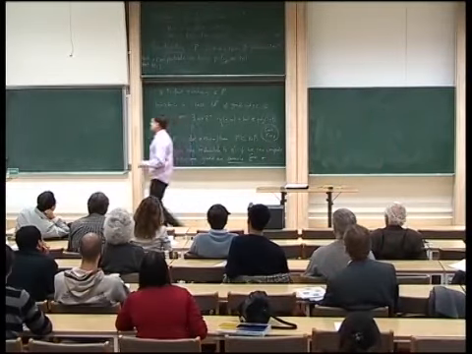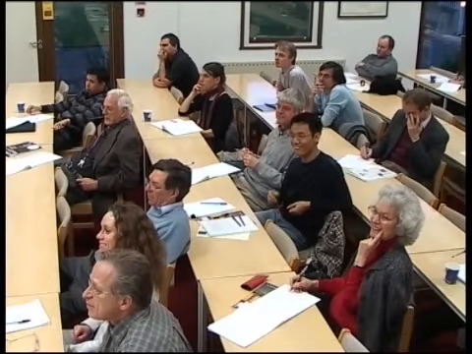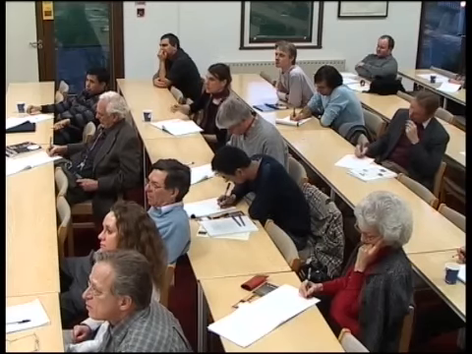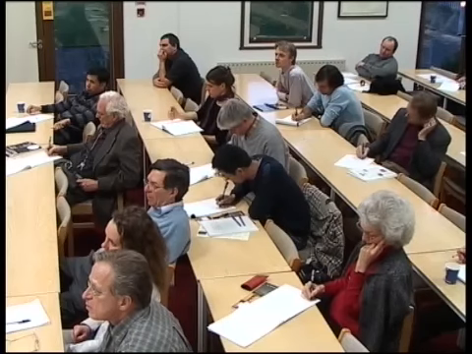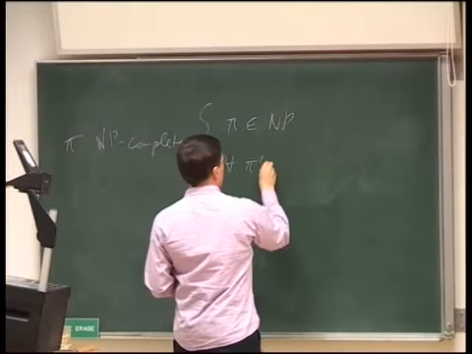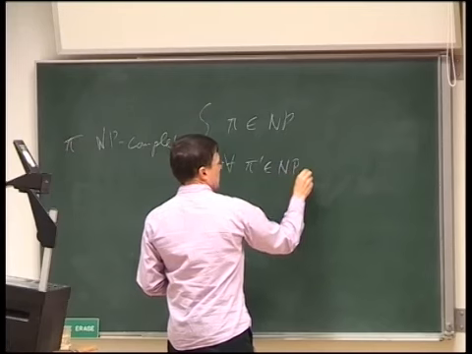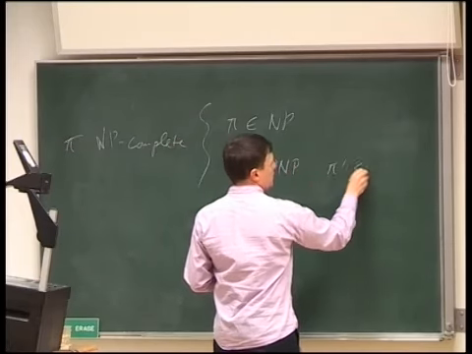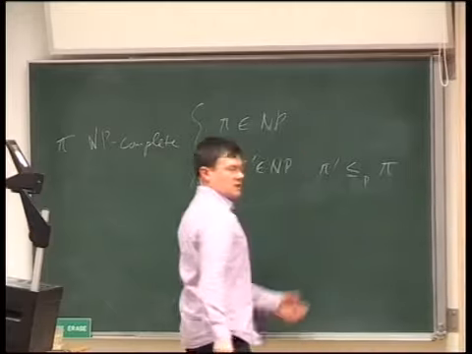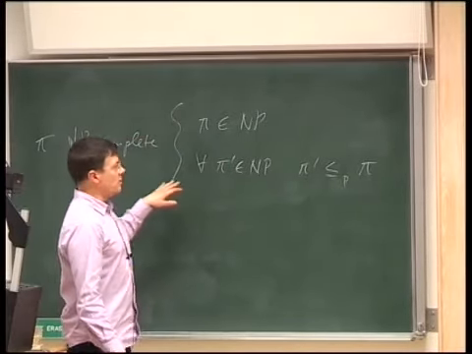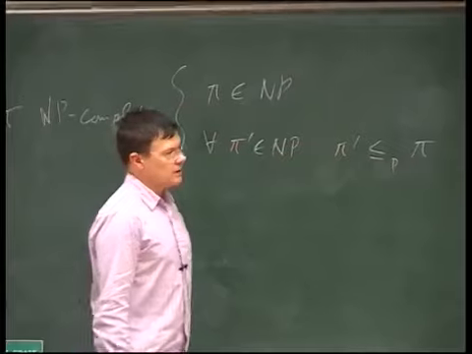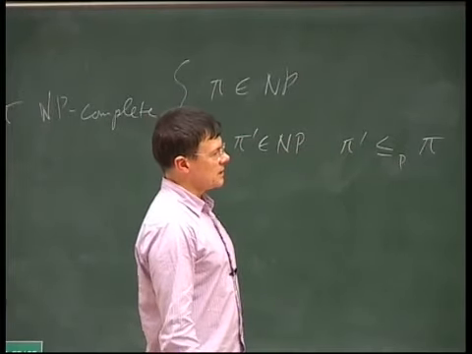Okay, so NP complete. So pi is NP complete just means it's in NP, and for all pi prime in NP, pi prime is polynomial time reducible to pi. So it's a hardest problem in NP. Every other problem in NP is reducible to it. So any other NP problem can be coded up.